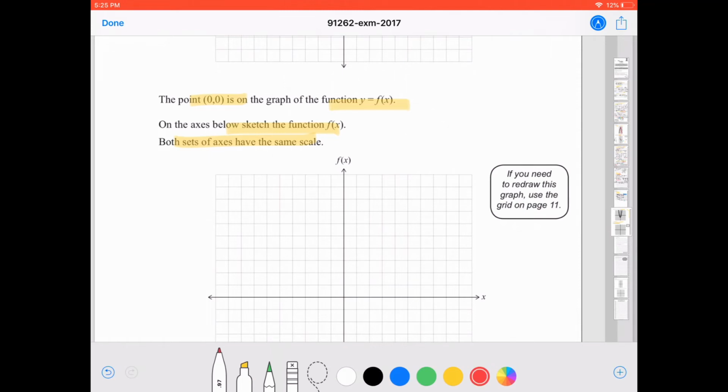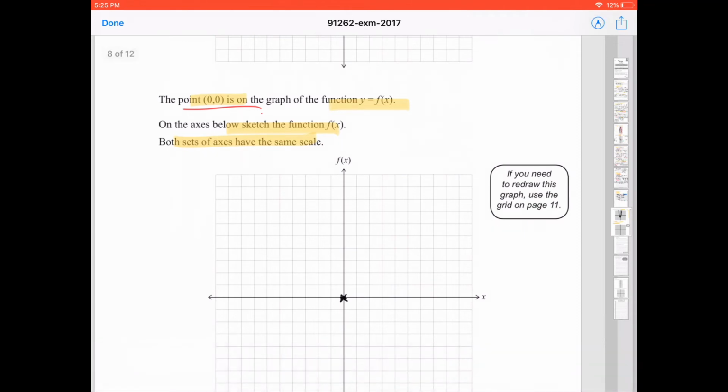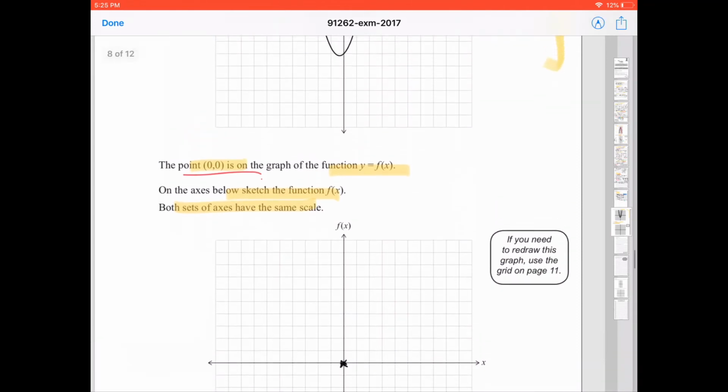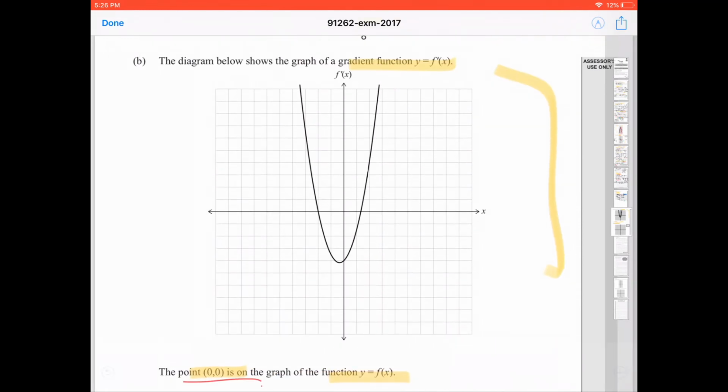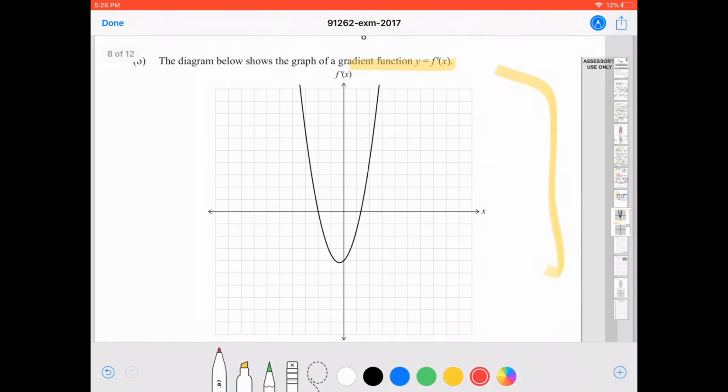Key thing to remember is point (0, 0) is on the graph y equals f of x, so we have to include that point in here. But it's the same thing. This time we're going the other way, right? We're going from the gradient to the original function. We're going to take our red, and we're going to bring everything down. Again, use a ruler in the exam.